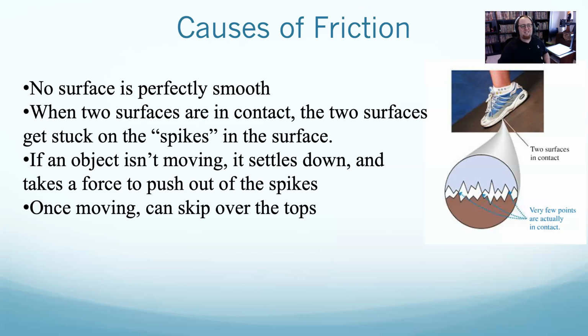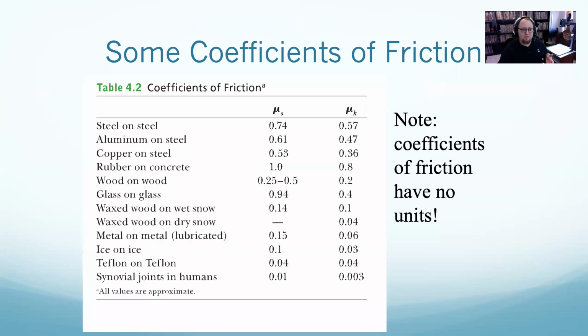Coefficients of friction exist for pairs of materials. If you need a coefficient of friction, you don't need to memorize these. I'll either give them to you, or it's going to be what you're solving for in the problem. But the coefficients of friction will be for steel on steel, or aluminum on steel, or copper on steel, and so on. It'll always be for pairs of materials. And once again, mu of s will always be bigger than mu of k.